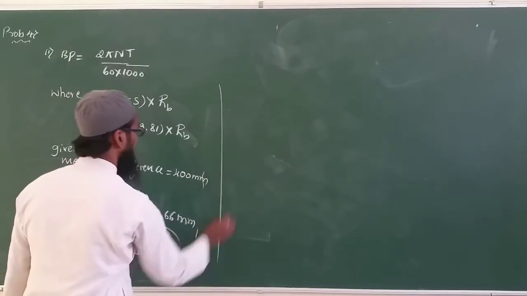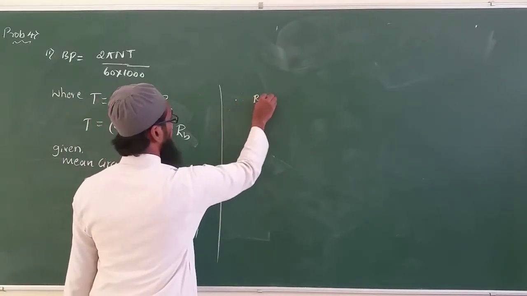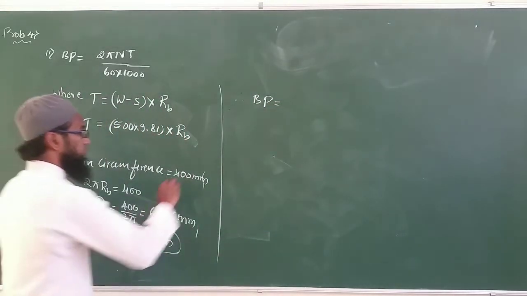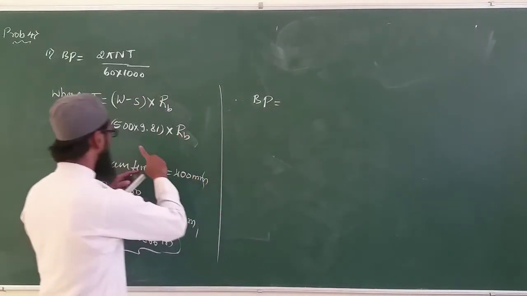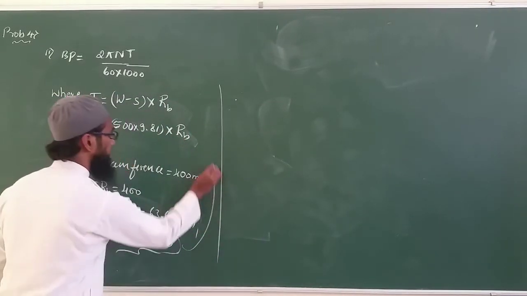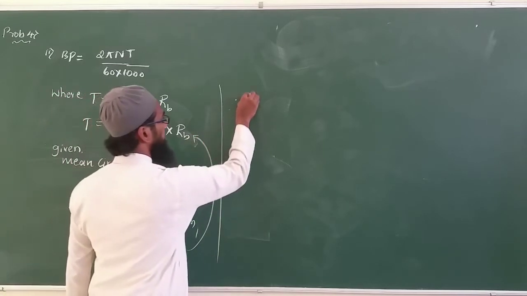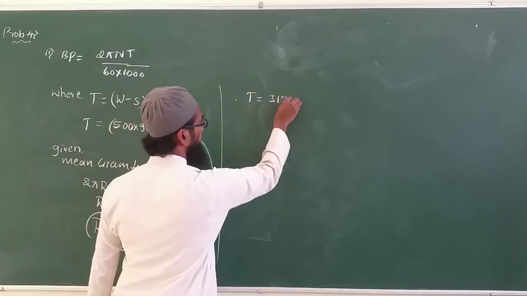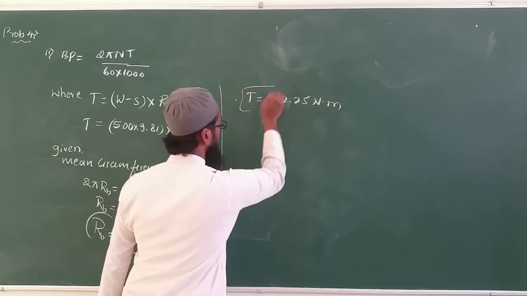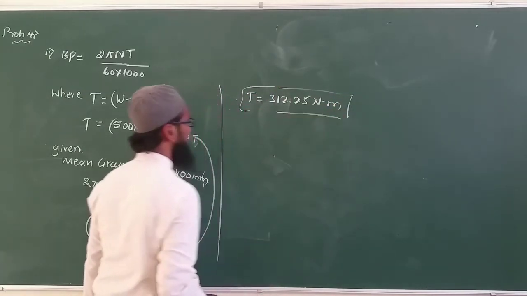Therefore, brake power is equal to, but before that I calculate the torque. Taking this value, T becomes 312.25 Newton meter. So, this is our torque which is developed by the engine here.